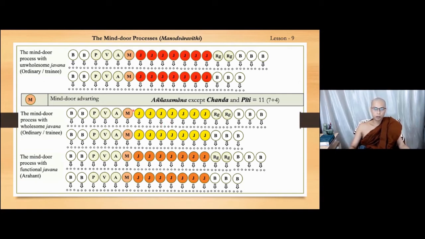So this is how the mentalities are arising in their nature in the group according to the condition.